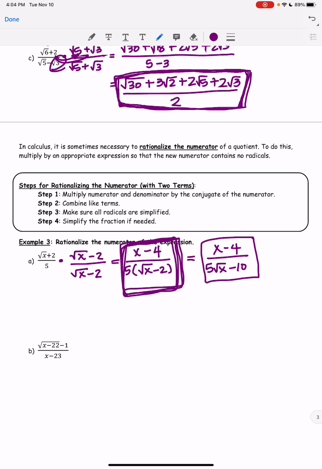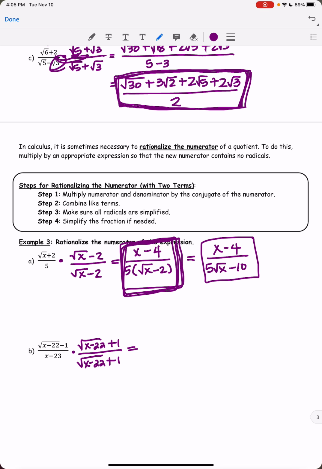So conjugate of the top, since that's what we are rationalizing. You're not changing this sign here. We're changing the sign that's not in that radical. So this stays square root of x minus 22 and becomes plus 1. Square root of x minus 22 plus 1. Again, this equals 1. We're not changing the value.